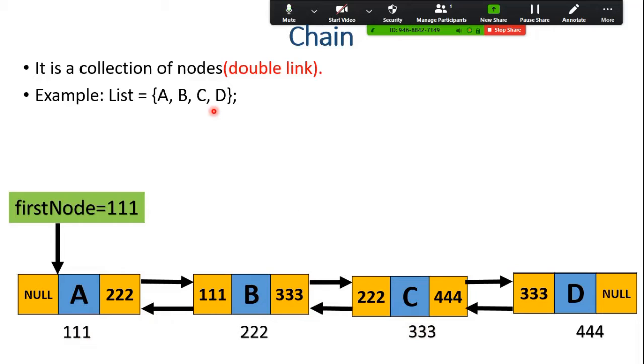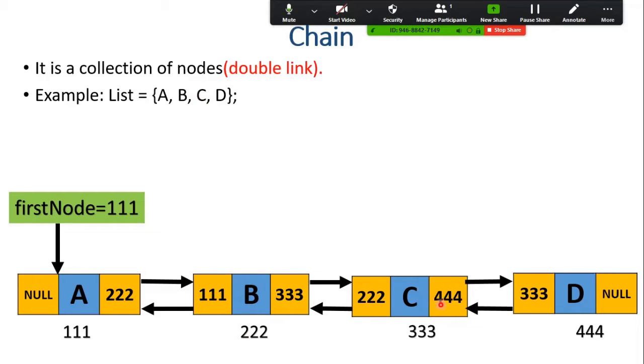Similarly, I have taken the third element from the list. Again, we allocate memory for one node, a doubly linked list node. Placing C in the data field, the left link is 222. It's the address of the B node. That's the reverse link established. Similarly, the right link of the C node is what?